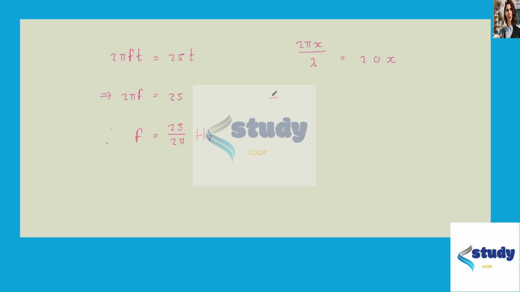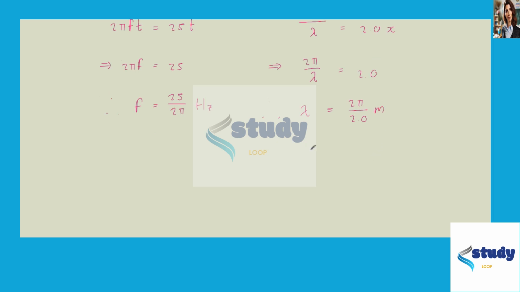We can also see from the given displacement function that 2 pi x over lambda is simply equal to 2 times x, which means that 2 pi over lambda is equal to 2. And therefore, we can immediately find the wavelength of the wave, lambda, to be 2 pi over 2 in meters, which is simply pi meters.